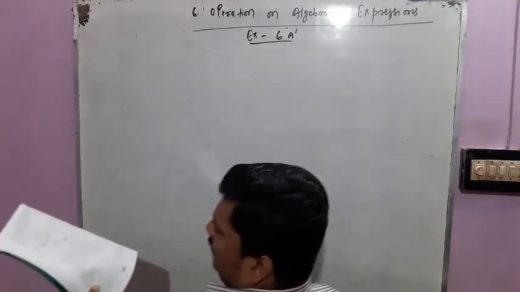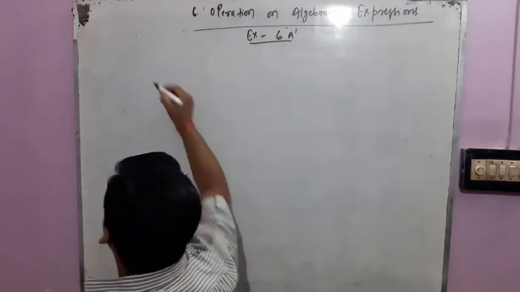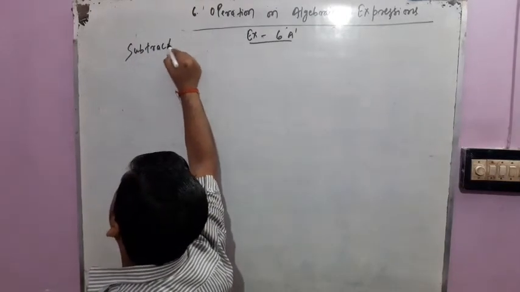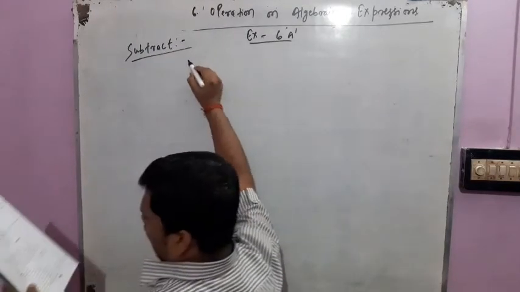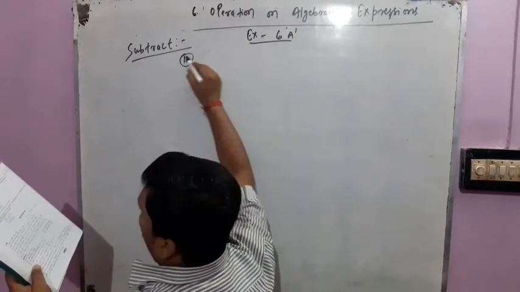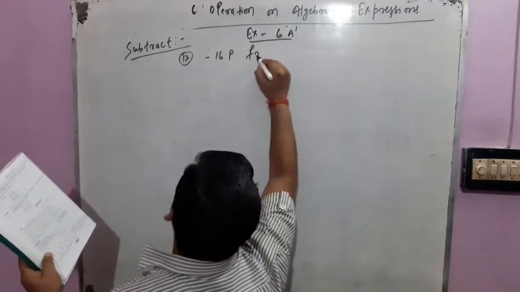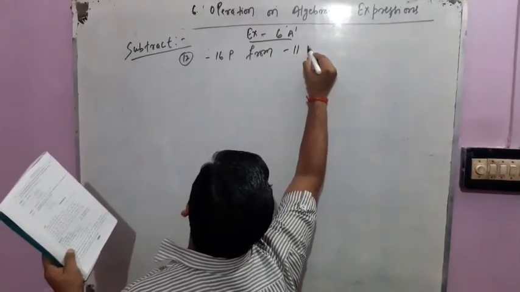Question number 9 to 12 all are same. The instruction given here is subtract. So look at question number 12. What do we have to subtract? We have to subtract minus 16p from minus 11p.